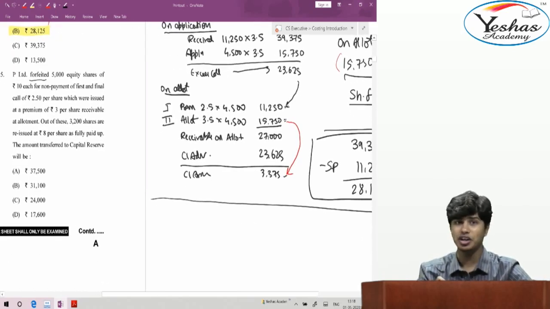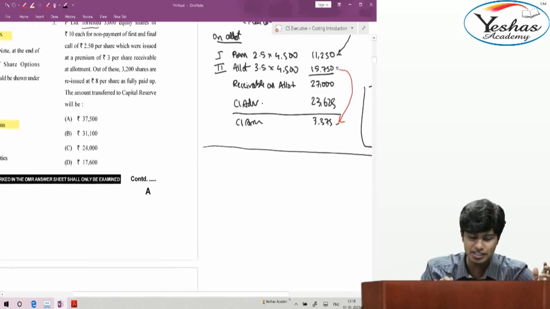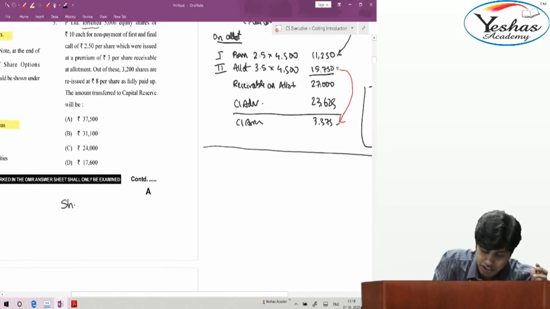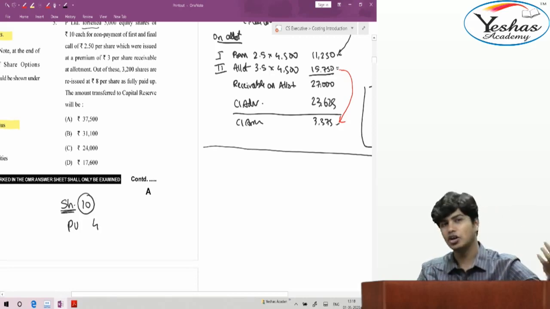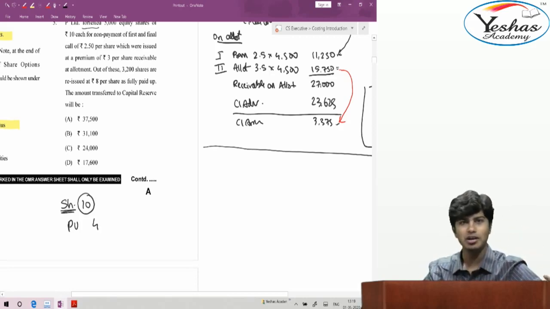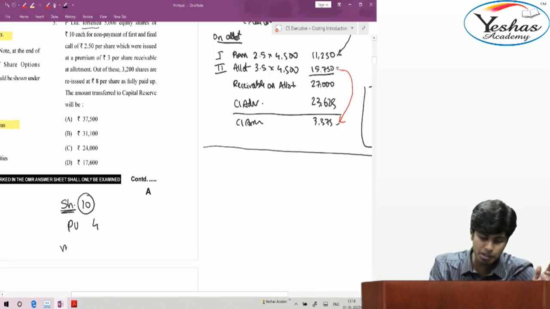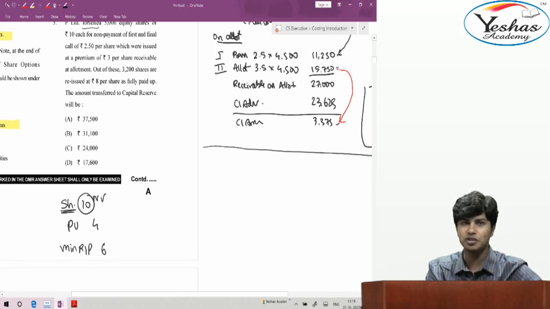What is the amount to be transferred to capital reserve? Excess money received on reissue. If you can remember, we had discussed this concept. Previously, a share was there of rupees 10, against which paid up was 4 rupees. You had called for the entire 10, only 4 rupees was paid up. The remaining money was not paid. Then the minimum reissue price was 6, meaning 10 rupees is the nominal value. You have collected 4 rupees from the previous shareholder.